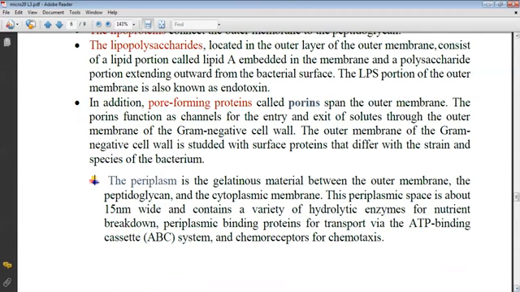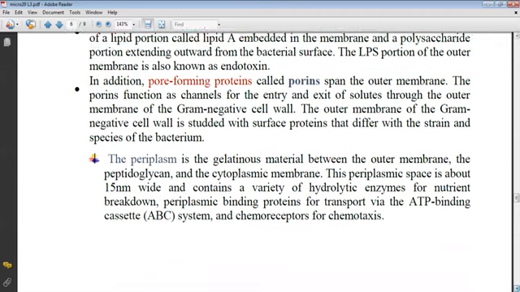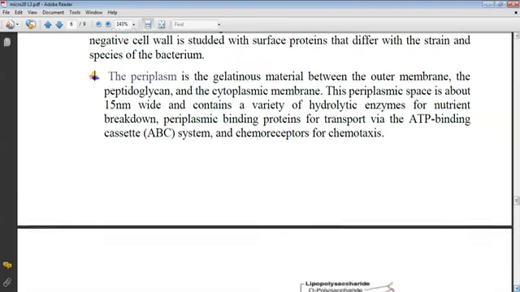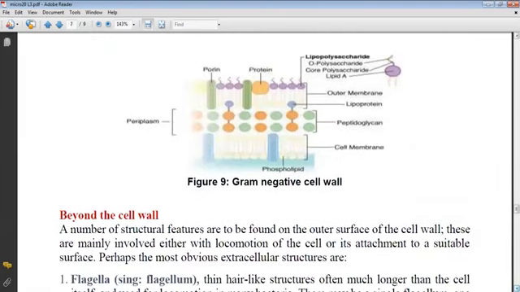The periplasm is the gelatinous material between the outer membrane, lipopolysaccharide, and the cytoplasmic membrane. This periplasmic space is about 15 nanometers wide and contains a variety of hydrolytic enzymes for nutrient breakdown, periplasmic binding proteins for transport via the ATP binding cassette system, and chemoreceptors for chemotaxis. And that is the gram negative cell wall.